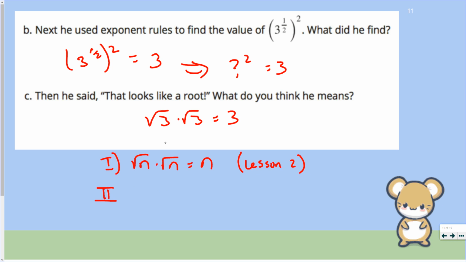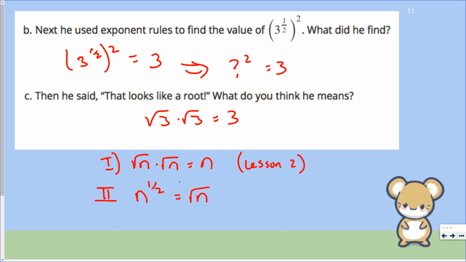Now we know this one. And it turns out that n to the 1 half power is equal to the square root of n. So we have determined that 3 to the 1 half, the only way that works is if it's equal to the square root of whatever this base is. It worked for 9 because 9 to the 1/2 we found was 3. And the square root of 9 is 3.